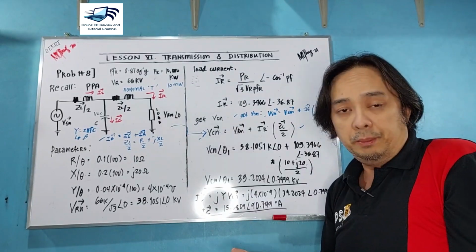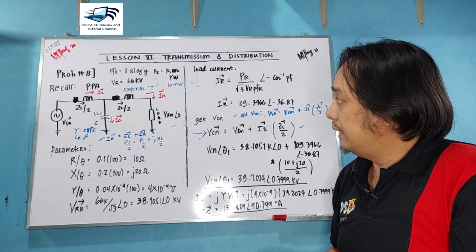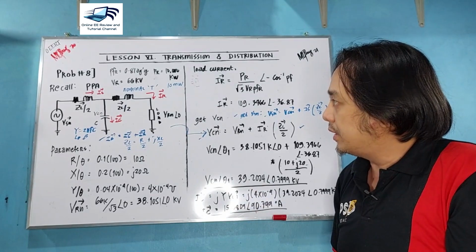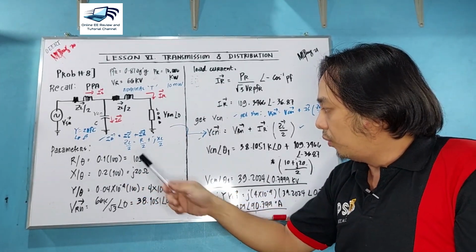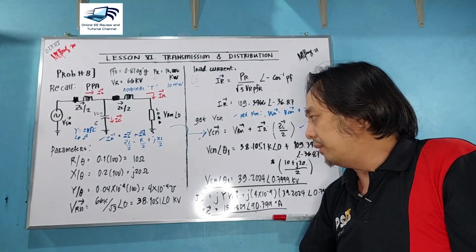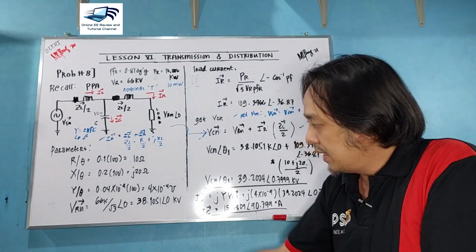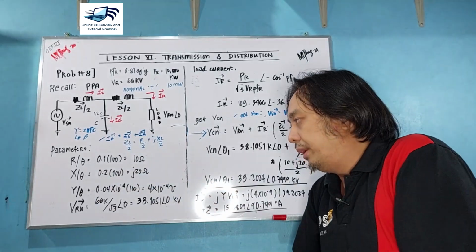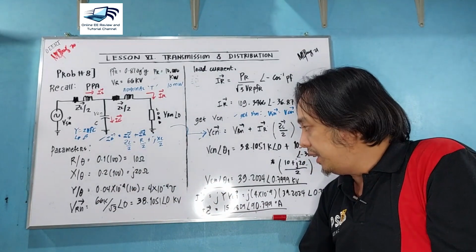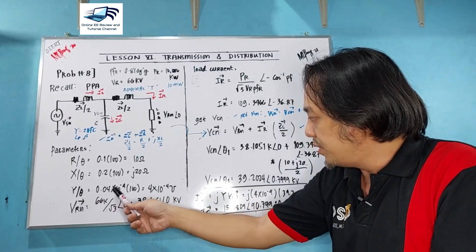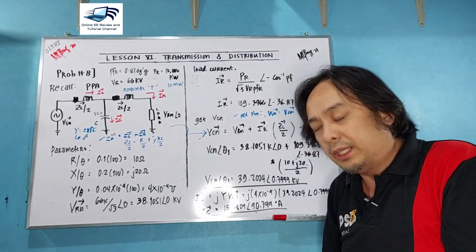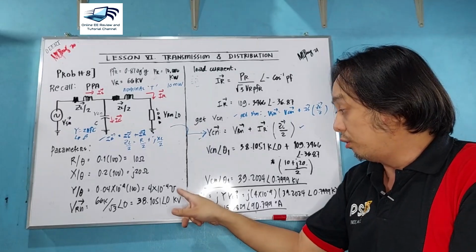Let us have the parameters. The length of the line is 100 kilometers. If we multiply 0.1 by 100, therefore, we can have in ohmic value, 10 for the resistance per phase. The reactance per phase, 0.2 times 100, you have J20. And then the admittance per phase is 0.04 times 10 to the negative 4 times 100. We have 4 times 10 to the negative 4 mhos.